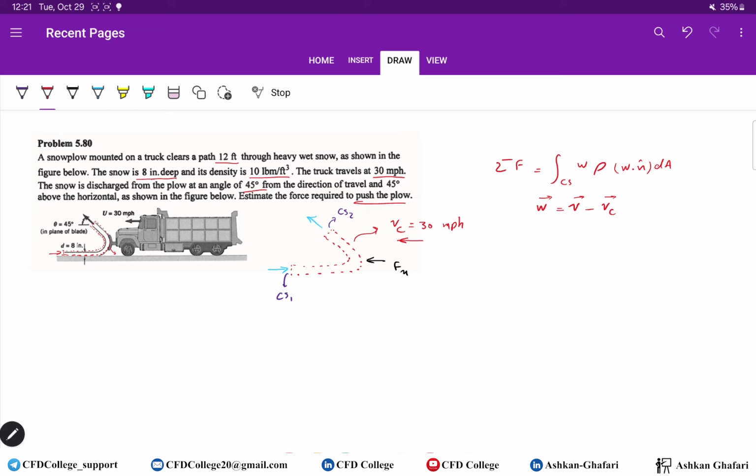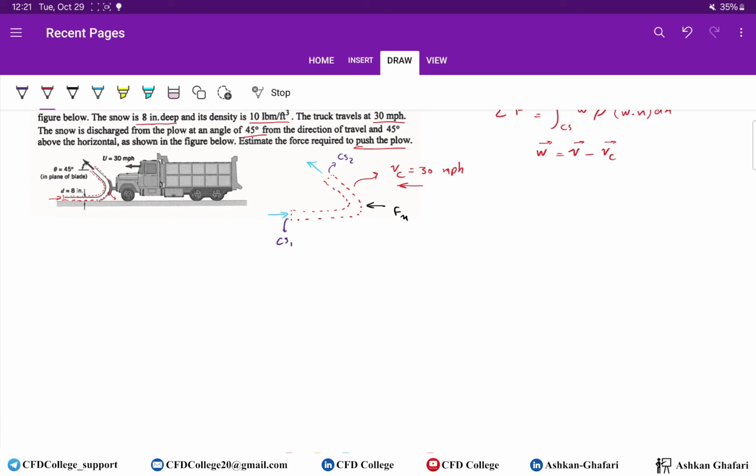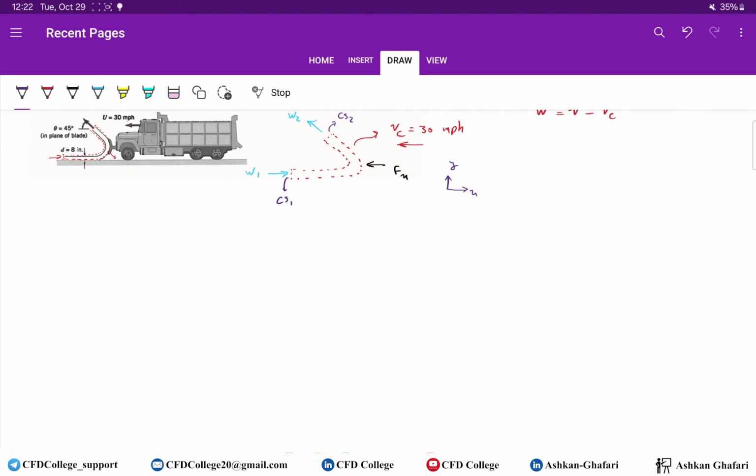Okay, so here we don't have V, we have W1, and at the exit we have W2. Don't work with absolute velocity. You should use relative velocity. Okay, this is X and this is Y direction, the second step. And since we want to find Fx, which is horizontal, we should solve this equation in X direction.